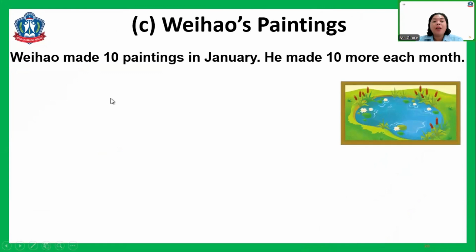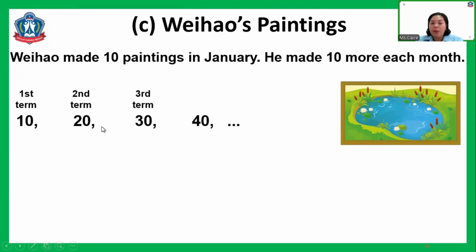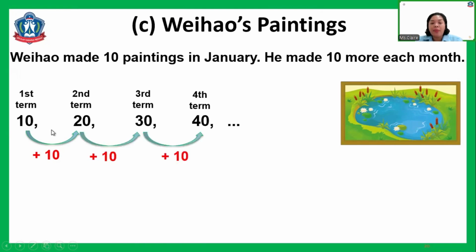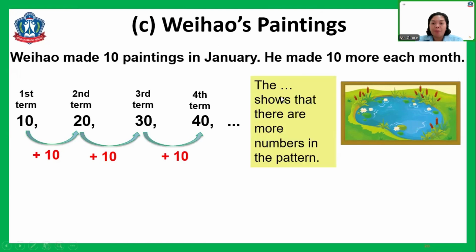Take a look here. We have made 10 paintings in January. He made 10 more each month. So from January it is 10, and there are 10 more each month. So it becomes 20 in the second month, then 30 in the third month and 40 in the fourth month. Now, as you can see here, children, the 10 is called the first term. 20 is the second term, 30 is the third term, and 40 is the fourth term.